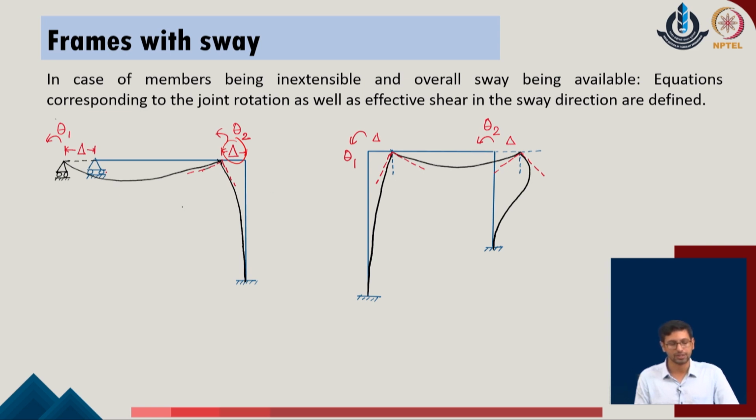Now, in these cases, we have a possibility of rotation to take place at this joint, and a rotation to take place at this joint as well, but at the same time we have a possibility for the member to undergo a sway, which gives a common value of delta at both of these ends of the given system. The same thing can be defined for the second member as well.